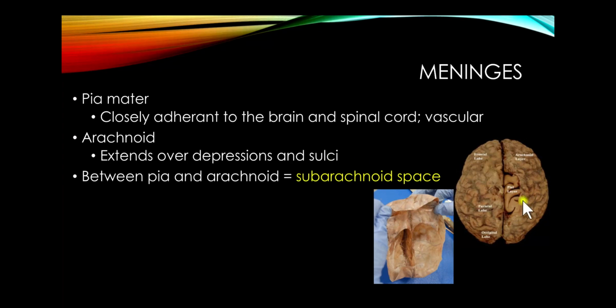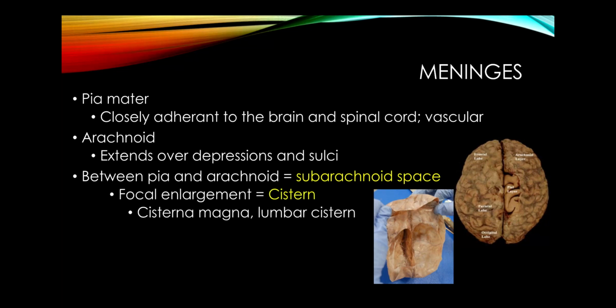Right, so I just mentioned that the pial layer is vascular, so we can just imagine if a blood vessel ruptures here, where is the blood going to go? It's going to go into this space right here between the pia and the arachnoid, the subarachnoid space. So the subarachnoid space coats the entire brain and spinal cord, and we'll see there are some areas where we have a pocket of enlargement of the subarachnoid space, and those are called cisterns.